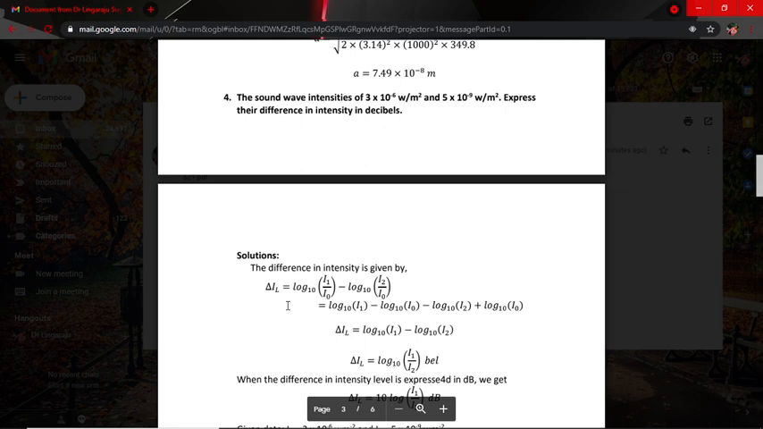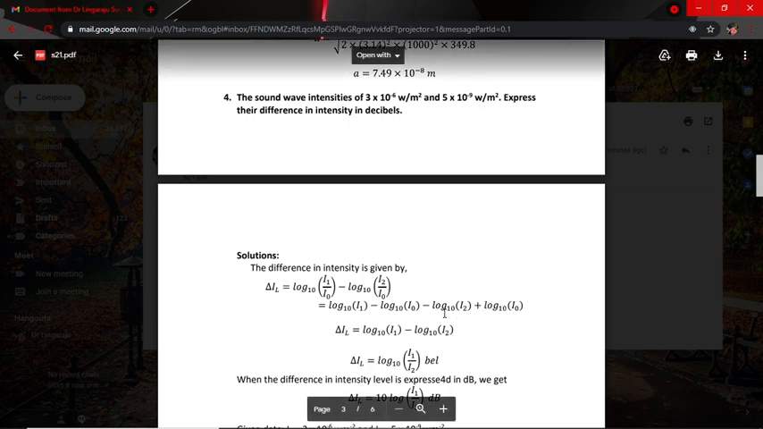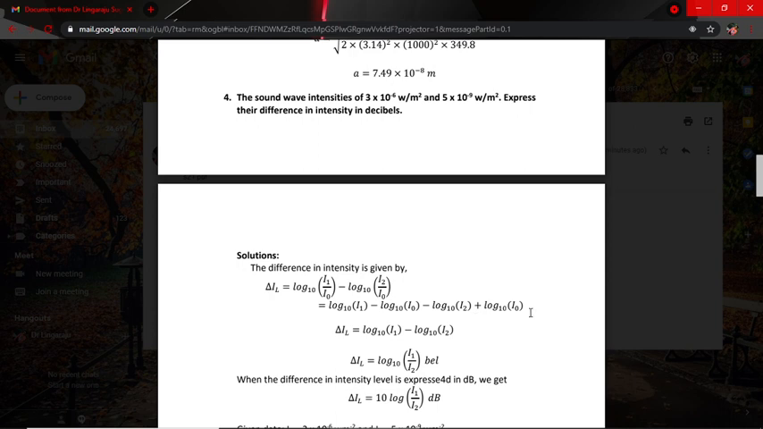the formula is log base 10 of I1 by I0 minus log base 10 of I2 by I0. Here we simplify these equations: log base 10 of I1 minus log base 10 of I0. Similarly, you take the minus of the denominator, so minus of log 10 of I2 plus log 10 of I2.